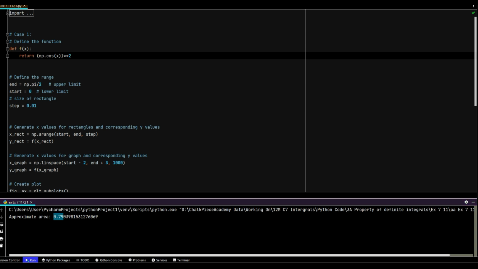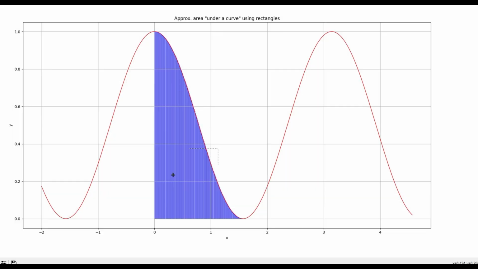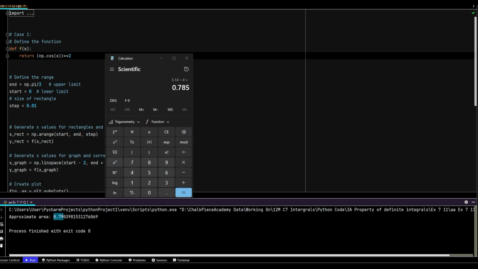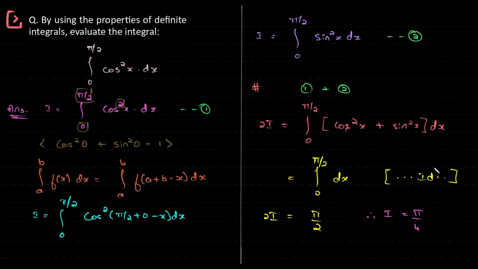So if I take up the calculator, 3.14 divided by 4, 0.785. Of course we get an approximate answer because this is extra, right? It's going out. If I make the steps smaller and smaller, then yeah, it would be better. And so this is our answer.